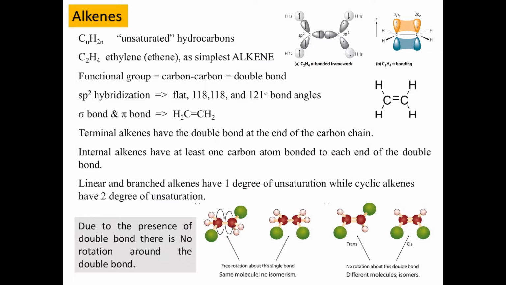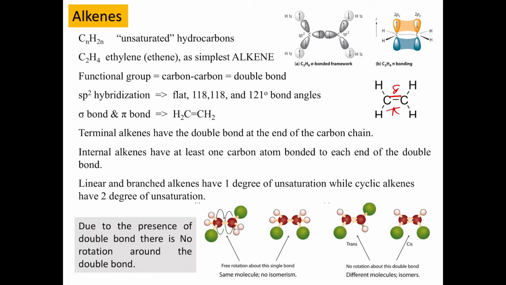As you can see here, I have a sigma bond and I have a pi bond. These two bonds create a new class of hydrocarbons which we call alkenes. If we have just a single bond, we call them alkanes.